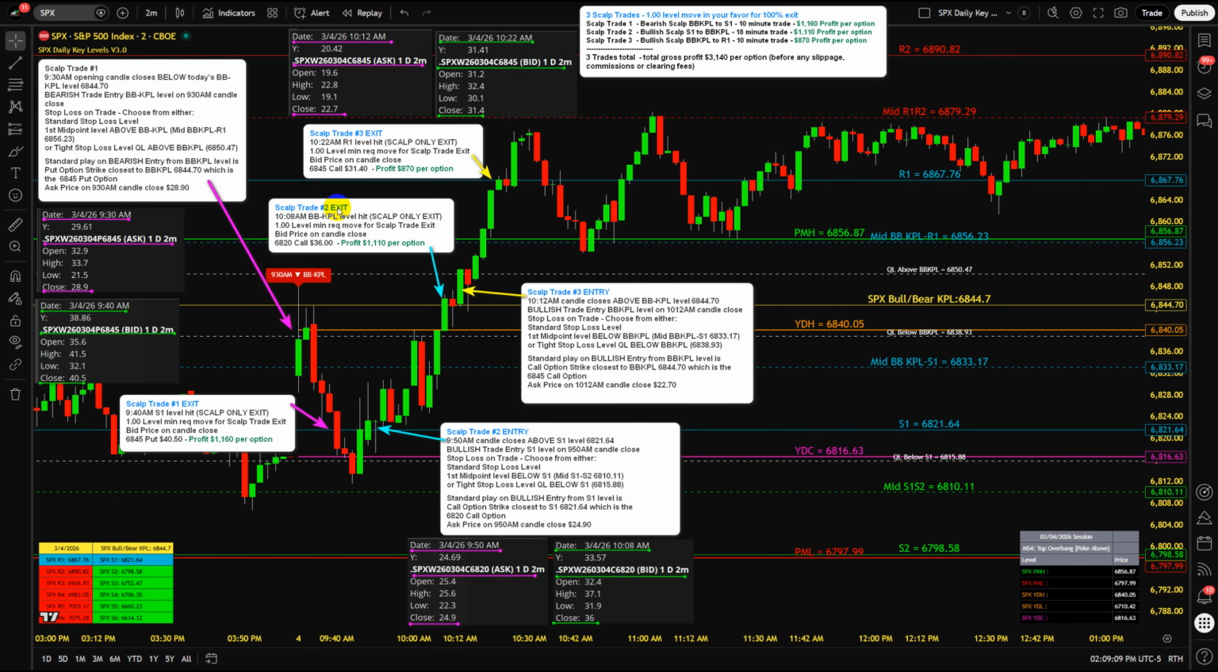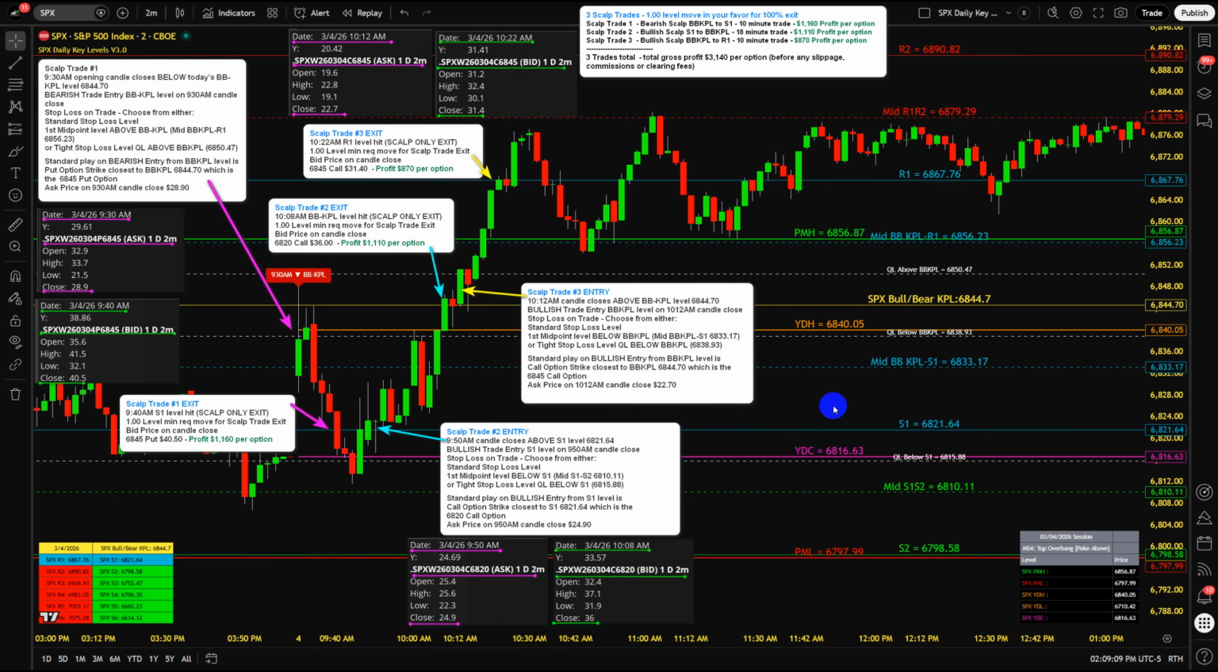Here we have scalp trade number 2 exit. This happens 18 minutes later on this hit of the BBKPL level. So again, on a scalp trade, you're looking for a one level move in your favor. This is the level we're taking the bullish trade from. One level up from that is the bull bear KPL level. So here we have the hit of the BBKPL level, one level move in our favor. And here the bid price on that 10:08 a.m. candle close is 36 even, so that profit is $1,110 per option on this scalp.